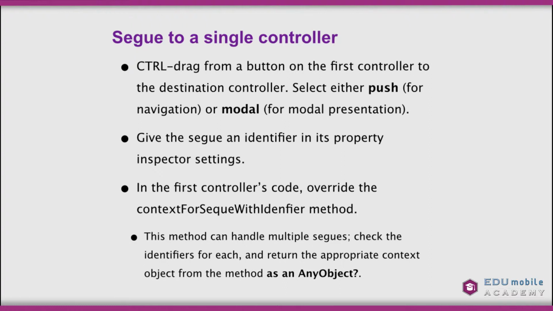All we need to do is check the identifier for each segue and return the appropriate context object from the method. We need to return this as an AnyObject optional. We cannot return it, let's say, as a string. For one thing, it won't allow us to. Another thing, the receiving method in the new interface controller is going to be looking for an AnyObject optional to unwrap.